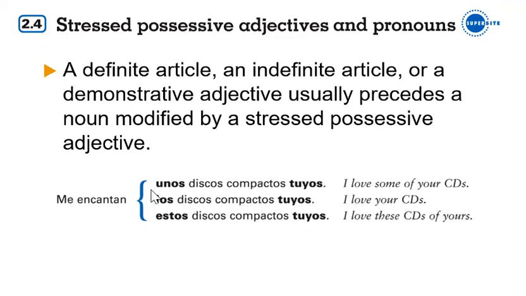Me encantan unos discos compactos tuyos. I love some of your CDs. We got that unos discos, but the tuyos comes at the end, after the noun it's modifying. If we had this with the other form, this would be just me encantan tus discos compactos. And we couldn't really vary it from there. We'd have to use tus discos compactos.